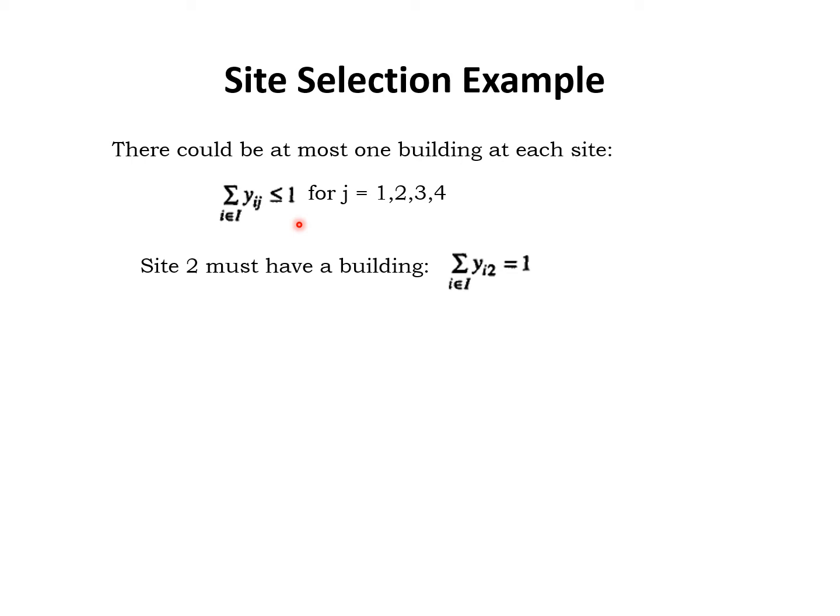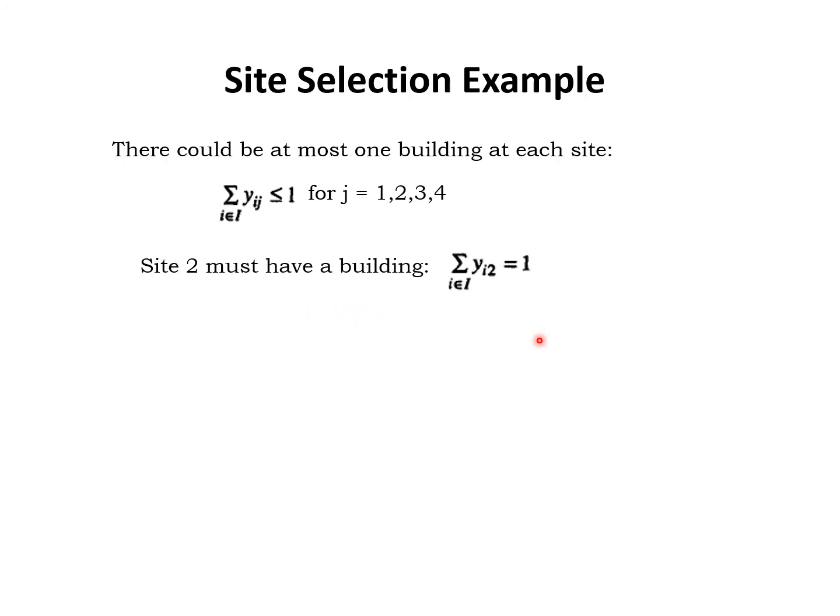Okay. And okay, do I need any other constraint type? I don't think so. Now here's just a special constraint saying that site 2 must have a building.